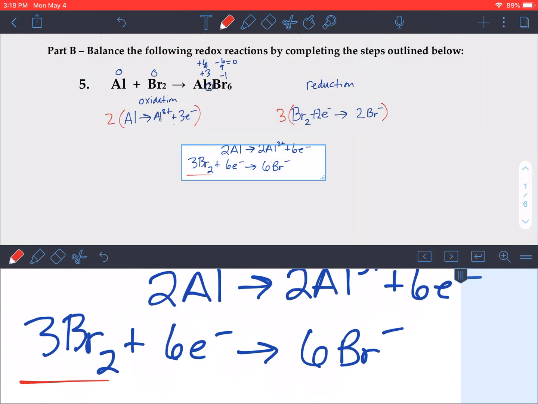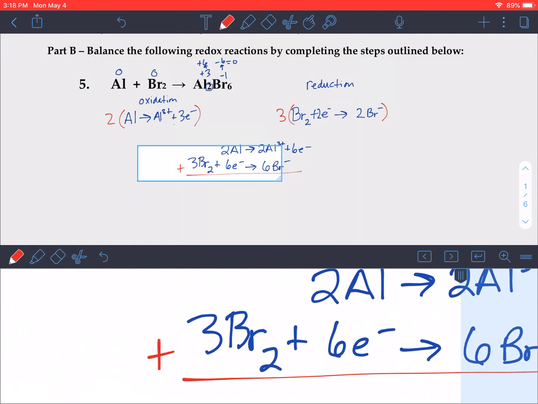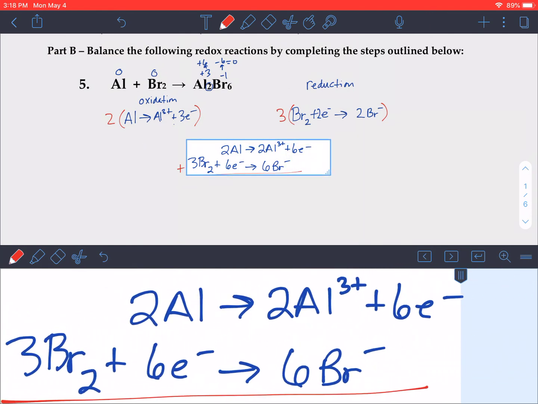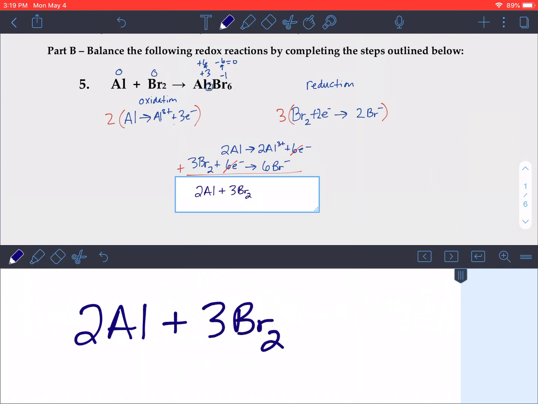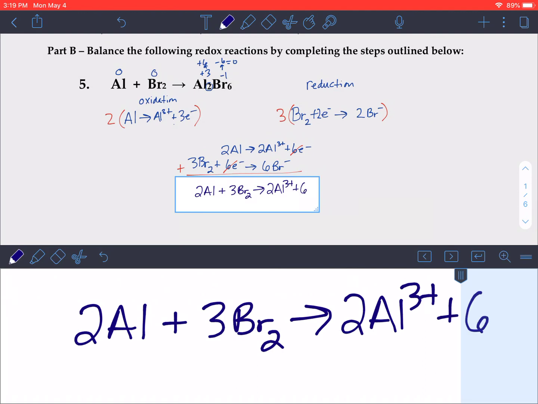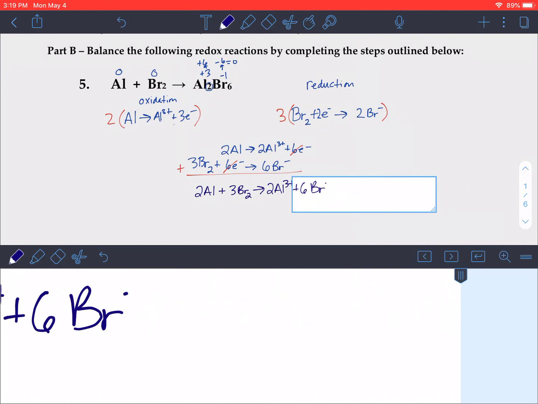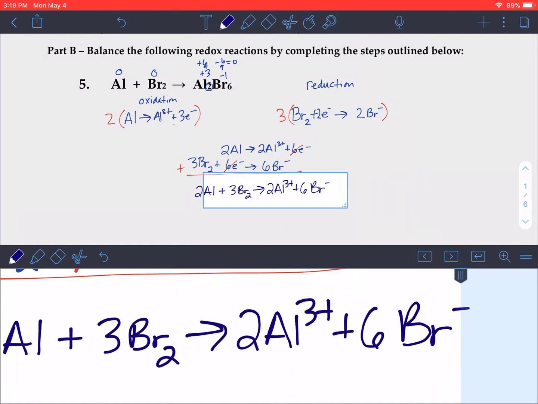And then I'm going to take this and I'm going to add the 2 equations together. And since the electrons are on 2 different sides of the equation, I'm going to cancel the electrons out. And then I'm going to write what I'm left with, which is 2 aluminum plus 3 bromine diatomic molecules, which will yield 2 aluminum cations plus 6 bromine anions. Okay, now we're almost done.